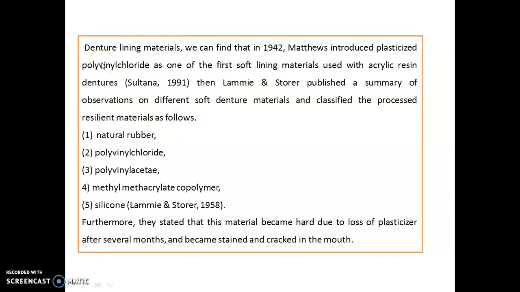Now let's have a good outline of denture lining materials. Remember, it was introduced by Matthews. He introduced plasticized polyvinyl chloride as one of the first soft lining materials with acrylic resin dentures, and then Lammie and Storer published a summary of observations on different soft denture materials, and they classified five materials: natural rubber, polyvinyl chloride, polyvinyl acetate, methyl methacrylate copolymer and silicone. They also stated that the material becomes hard because of loss of plasticizer after several months and becomes stained and cracked in the mouth.